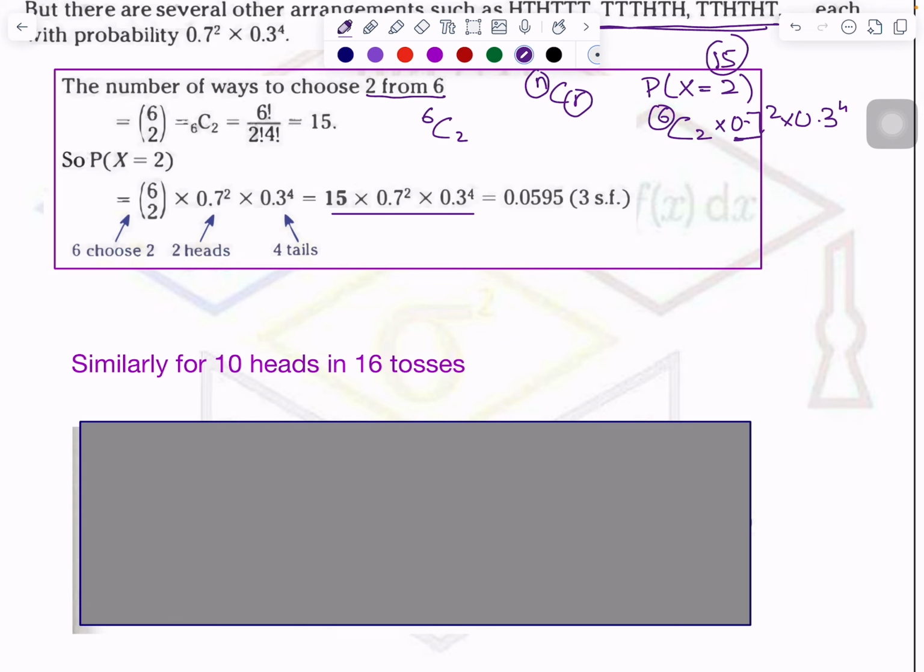Now I'm giving you 30 seconds and you write down for 16 tosses with 10 heads, right? Rather than drawing a diagram, make use of this concept which I have explained to you here in this box and then write it down. Okay, your time, and I'm showing it so you can put the video on pause.